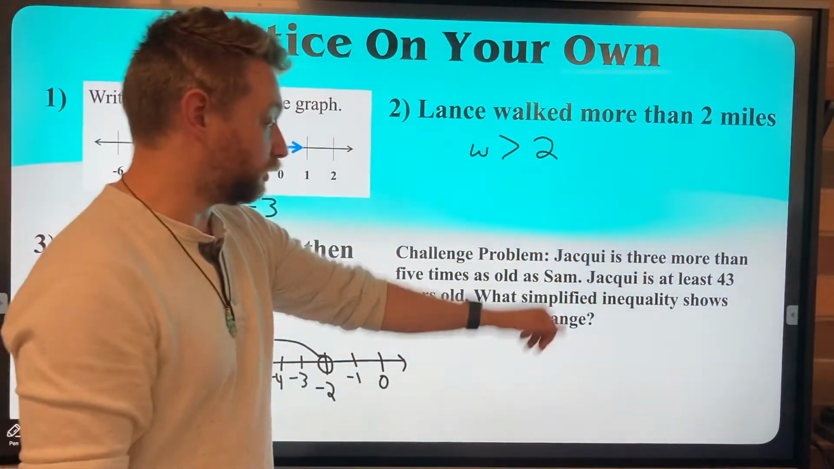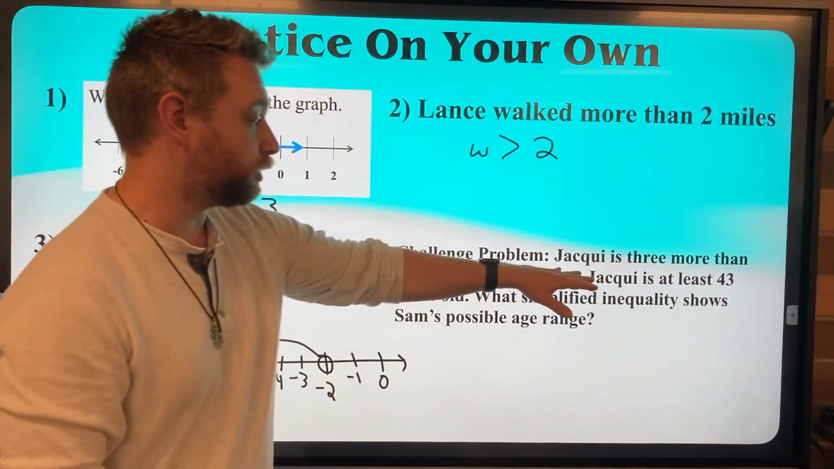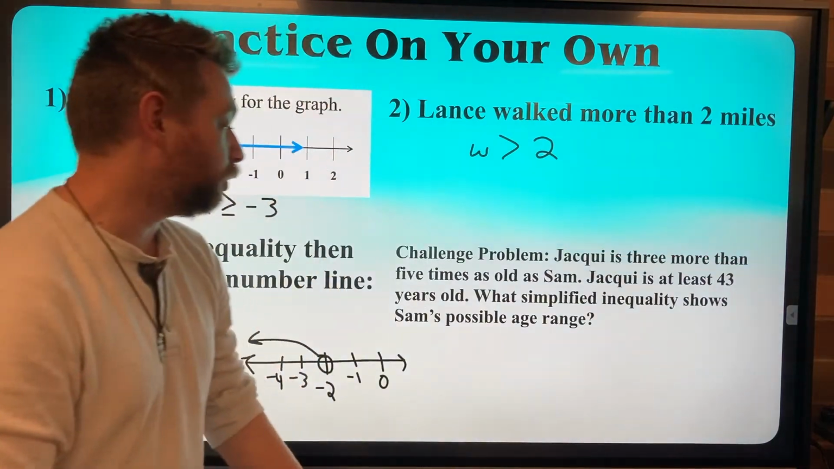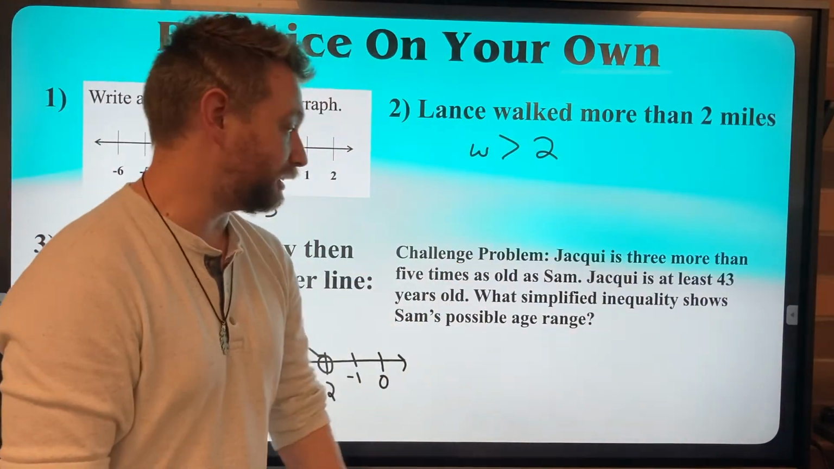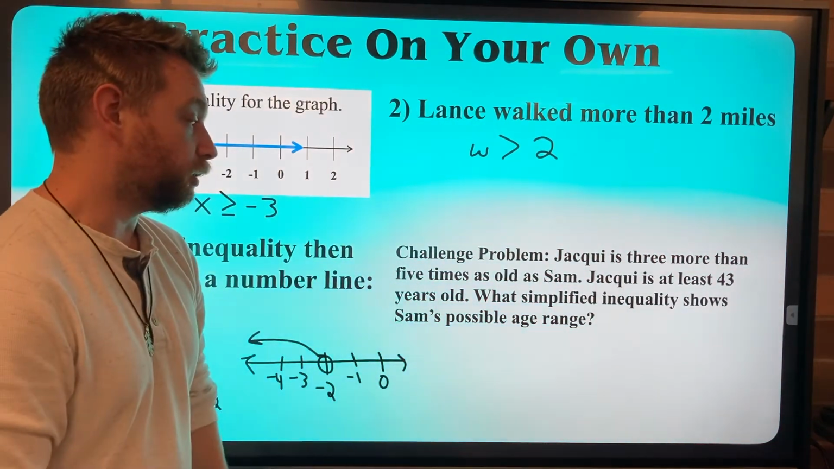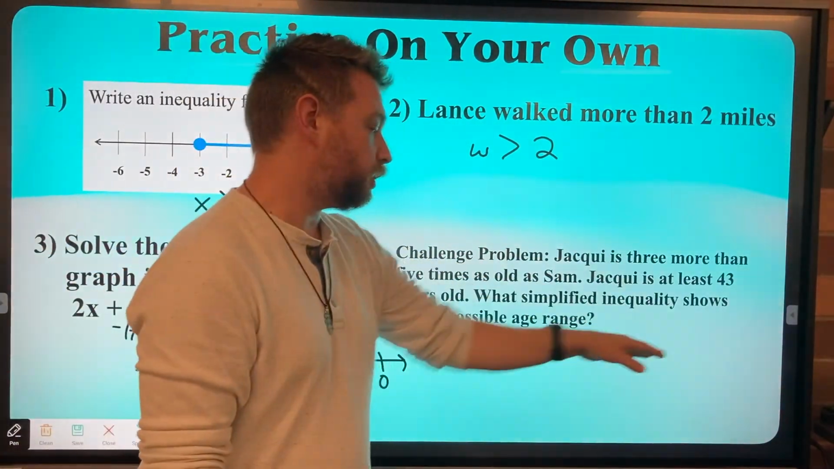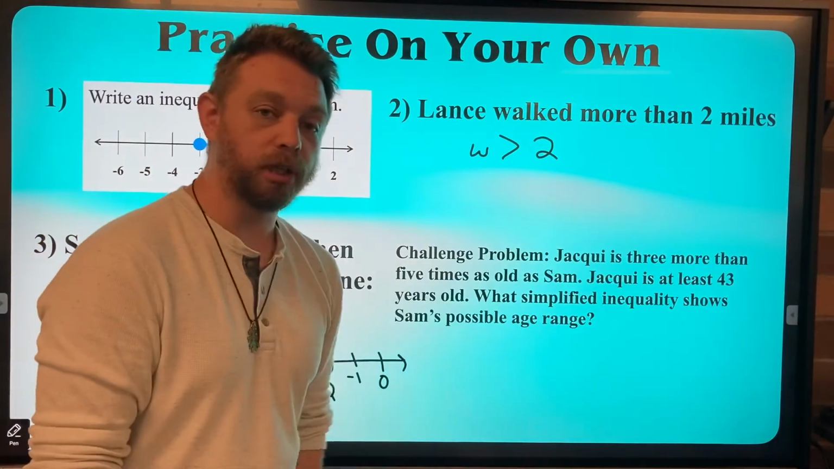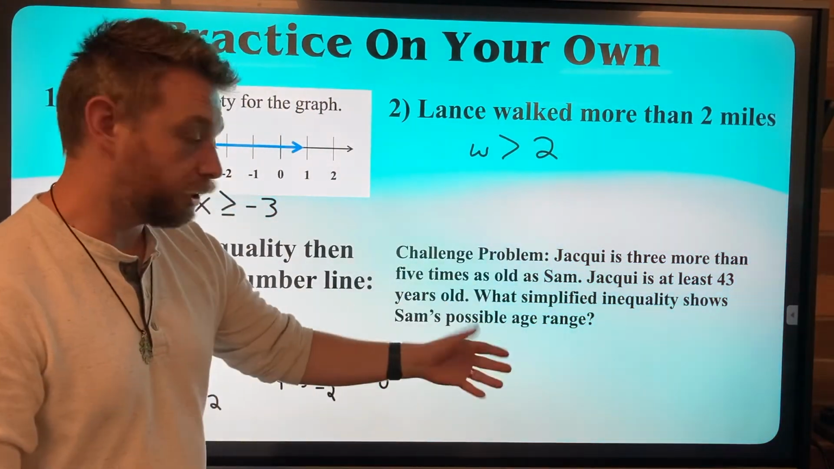And then I want to go over our challenge problem for those of you who chose to do this one. It says Jackie is 3 more than 5 times as old as Sam. Jackie is at least 43 years old. What simplified inequality shows Sam's possible age range? So here's how we're going to do this.